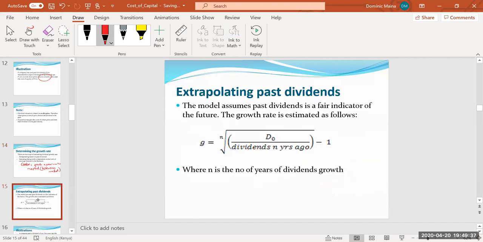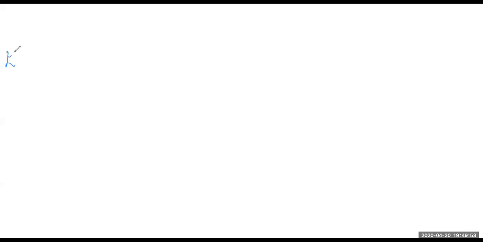In this method, you don't need a formula. It's simply an easy method. Let me explain through my board, which I think is a bit easier. So let me just use my board. The extrapolation method.